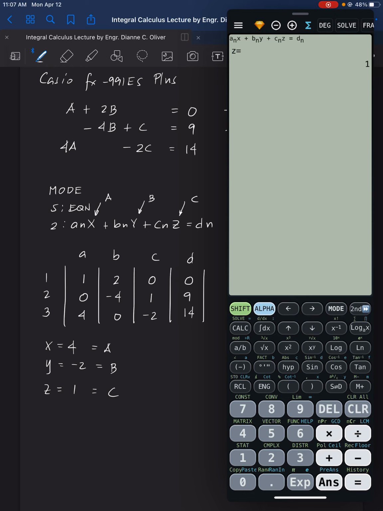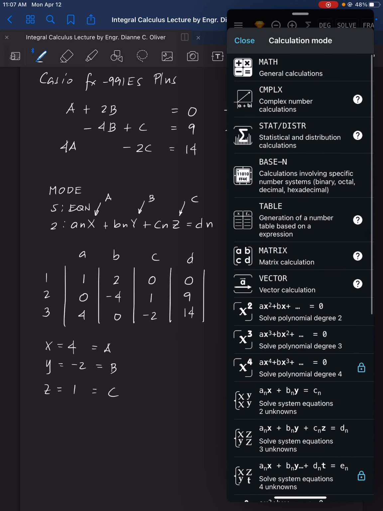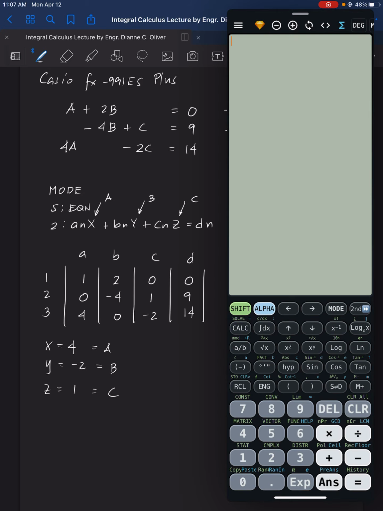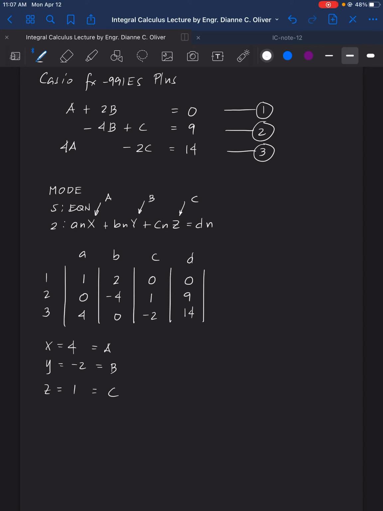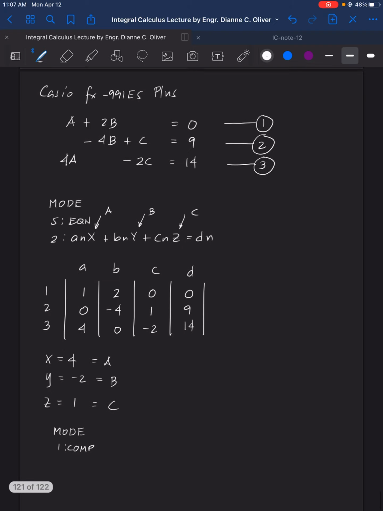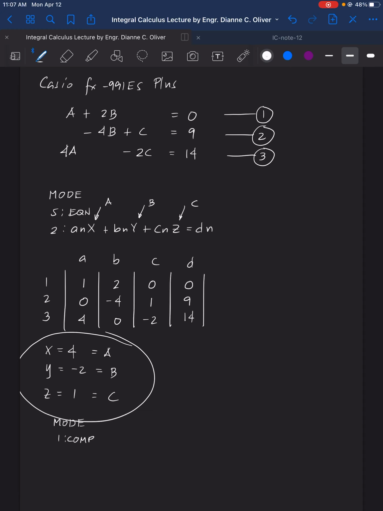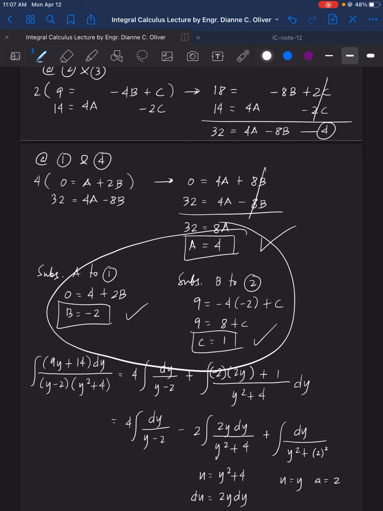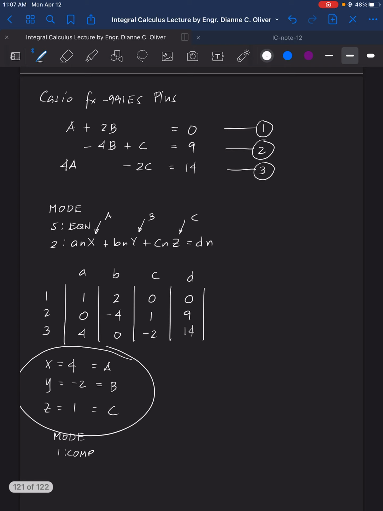Now to go back to the normal function of your calculator, click mode, and then computation. So in your calculator, click mode, and then number 1, computation, so that it will go back to the default function of your calculator. So did we get this right? 4, negative 2, 1. Yes, it's 4, negative 2, 1. So you can use this for checking only.